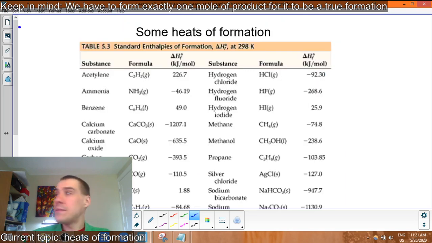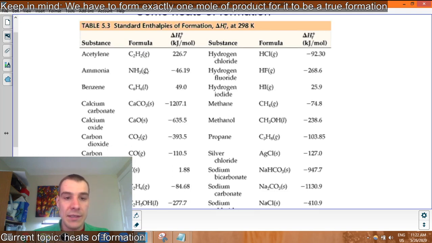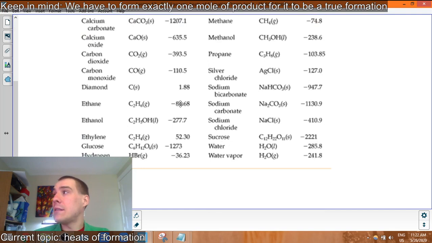And here's some other ones. Here's some heats of formation that were measured for other things. You can see that some of them have a positive heat of formation, like acetylene here. You actually have to put in energy to make acetylene from carbon and hydrogen. Other ones have a negative heat of formation, like ethane. You'd release energy making ethane from carbon and hydrogen.